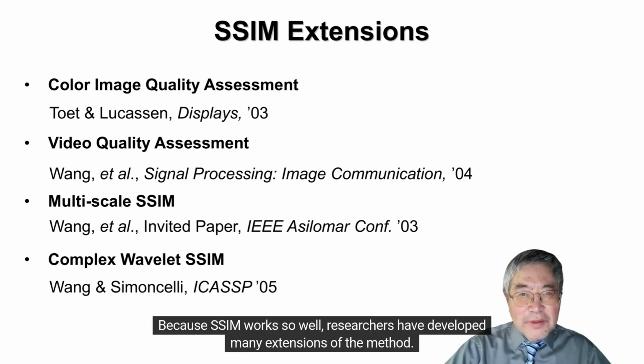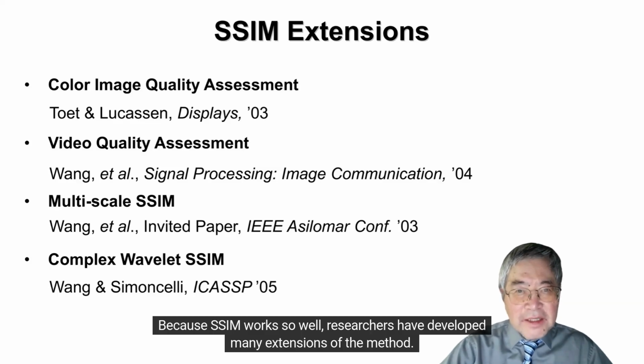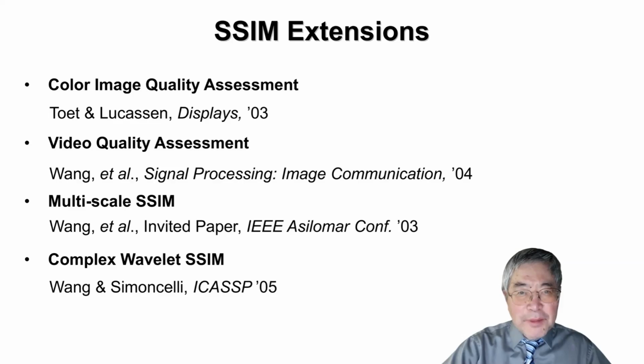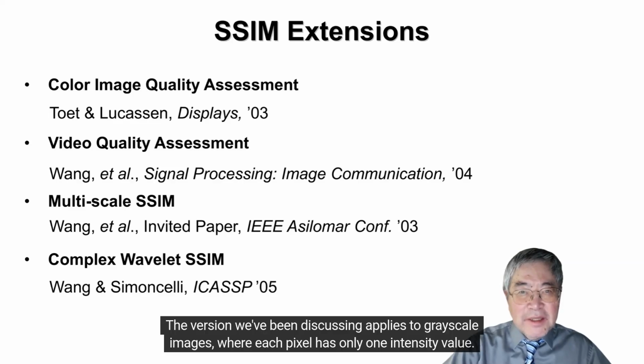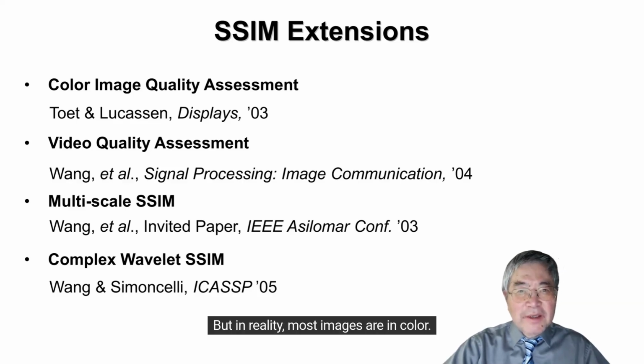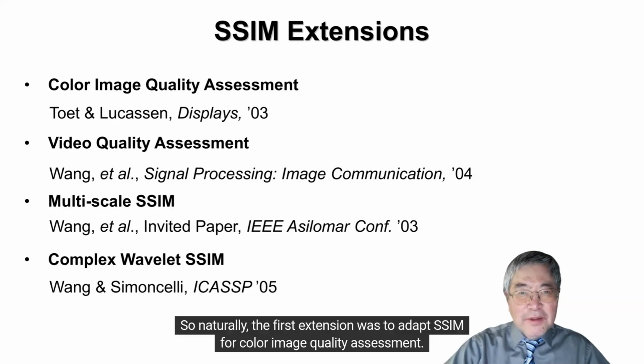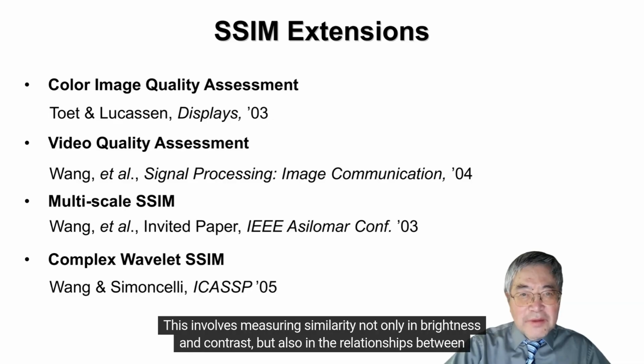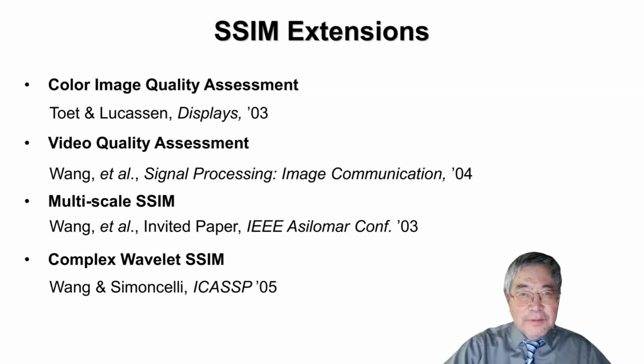Because SSIM works so well, researchers have developed many extensions of the method. The version we've been discussing applies to grayscale images where each pixel has only one intensity value, but in reality most images are in color. So naturally, the first extension was to adapt SSIM for color image quality assessment. This involves measuring similarity not only in brightness and contrast, but also in the relationships between color channels.